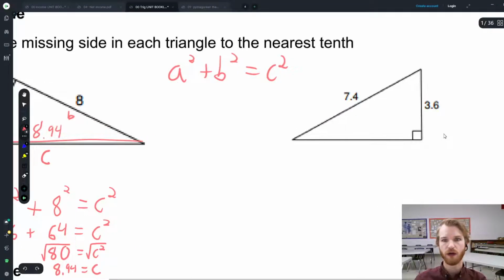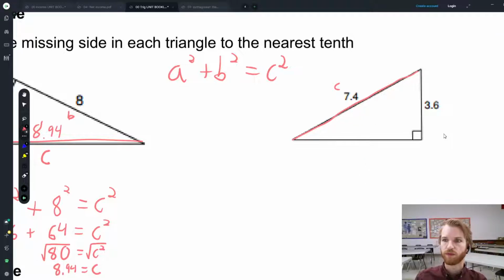Now, this is the other kind of example. In this case, we are starting off with the hypotenuse. Okay, this side right here, this is our hypotenuse, and we want to find out what is this side. So remember that our hypotenuse is always C. So this is C, and I could call either one of these A or B. I'm just going to call this one A and this one B.